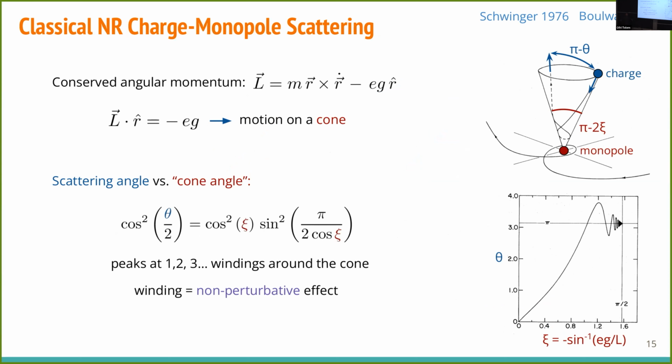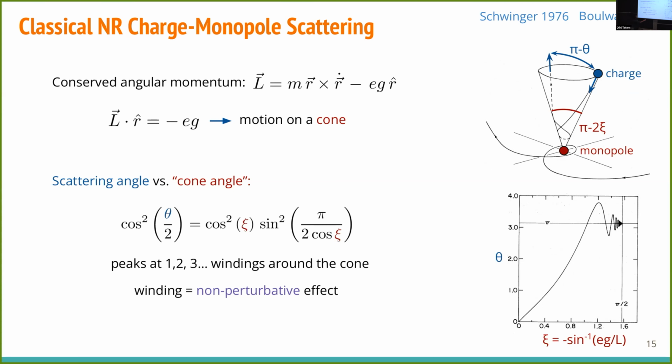Let's think purely classically before jumping into the S matrix, how this would modify the classical scattering of a charge on a very heavy monopole at the center. Well, the angular momentum now is the orbital one plus this extra electromagnetic piece. If you dot it with r hat, you get something conserved. That tells us that the motion is on a cone.